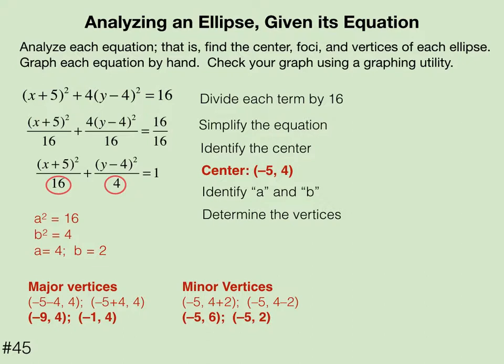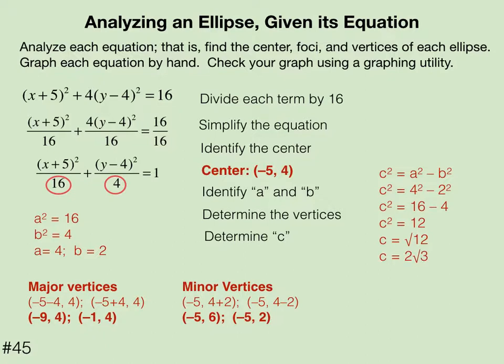To determine the foci, we need to know what c is. And we use the equation c squared equals a squared minus b squared, and we substitute these values in from what we determined earlier. We get that c is equal to the square root of 12, which can be simplified to 2 radical 3.